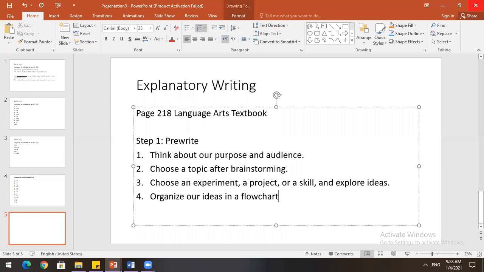And the last thing we're going to do is organize our ideas in a flowchart. Who knows what a flowchart is? Who would like to read the first paragraph on page 219? Me. Omar Khalid, can you read? Yes, okay.